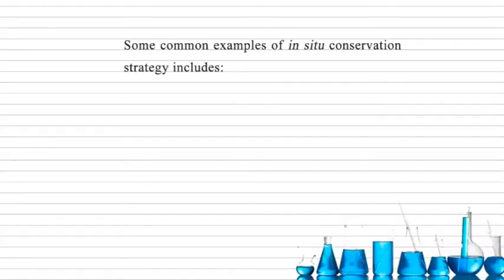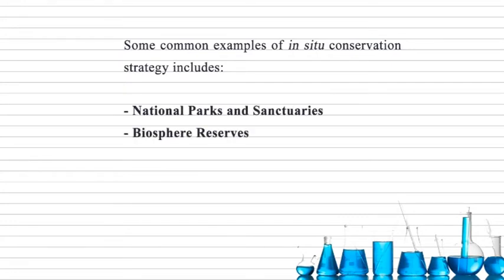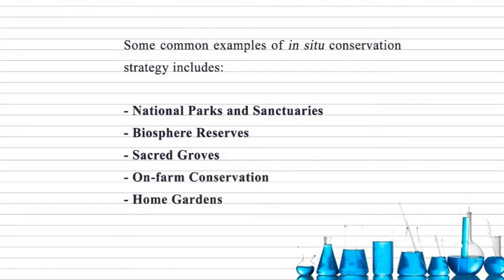It is a method of conserving germplasm in which germplasm is conserved in its natural habitats. Such type of conservation generally conserves the species along with their wild relatives, maintaining the genetic diversity and involves dynamic evolutionary conservation. Some common examples of in situ conservation strategy include national parks and sanctuaries, biosphere reserves, sacred groves, on-farm conservation and home gardens.